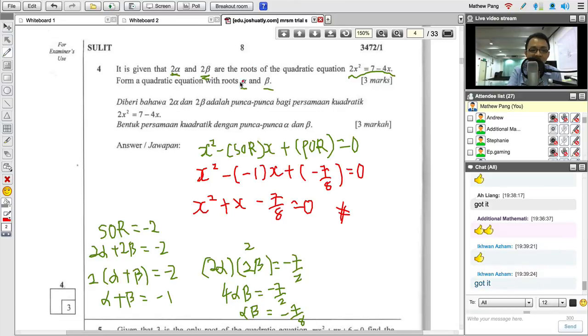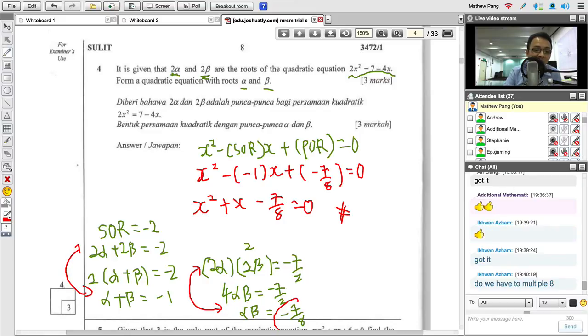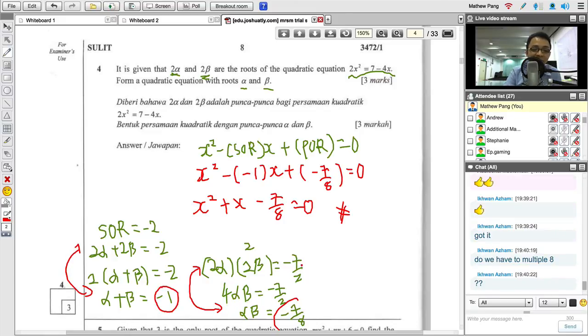So over here, I changed from 2 alpha, 2 beta to alpha, beta. So you can actually see how I change. I have no need to find out what alpha and what beta are because it's unnecessary. And it's just 3 marks, so you don't do too much. A lot of students will do the simultaneous equation and try to find alpha and beta and do the substitution again. You'll find you repeat so many steps. So you just need to do like this. You see how I went from 2 alpha multiplied by 2 beta to alpha multiplied by beta. Then I can straight away use this formula and substitute the value I got into my formula.